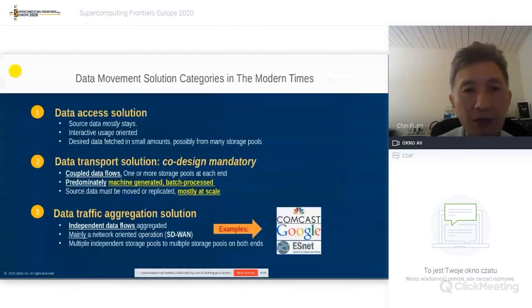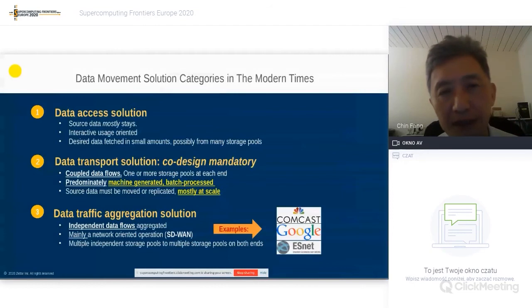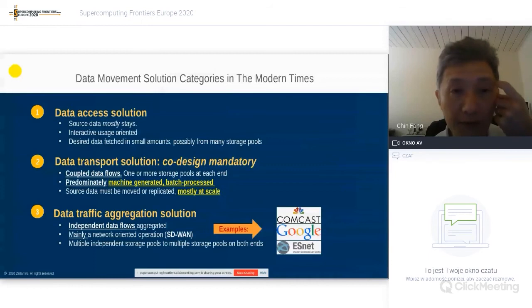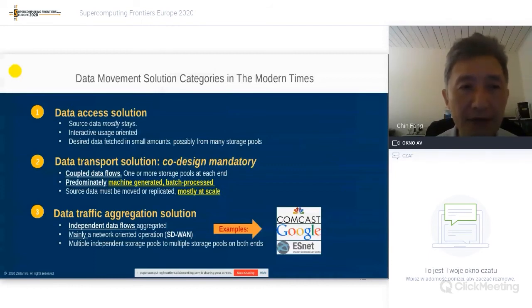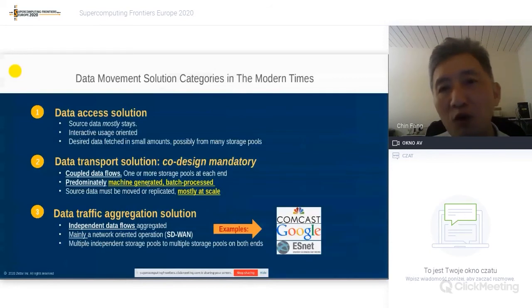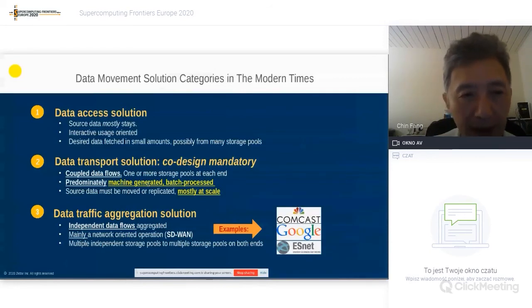Now, I'd like to talk about another reason why we are doing this, because this is a real data transport trial, okay? In modern times, there are three types of data movement solutions. The first one is data access solutions, and pretty much it's more end-user oriented. Data doesn't move, each one is retrieved in small volumes. Then the next one is data transport solution. This is where the code design becomes mandatory. It's also very important because modern data is mostly machine generated. They must be batch oriented. Human beings are no longer the main source of data generation, okay? That has to be kept in mind.